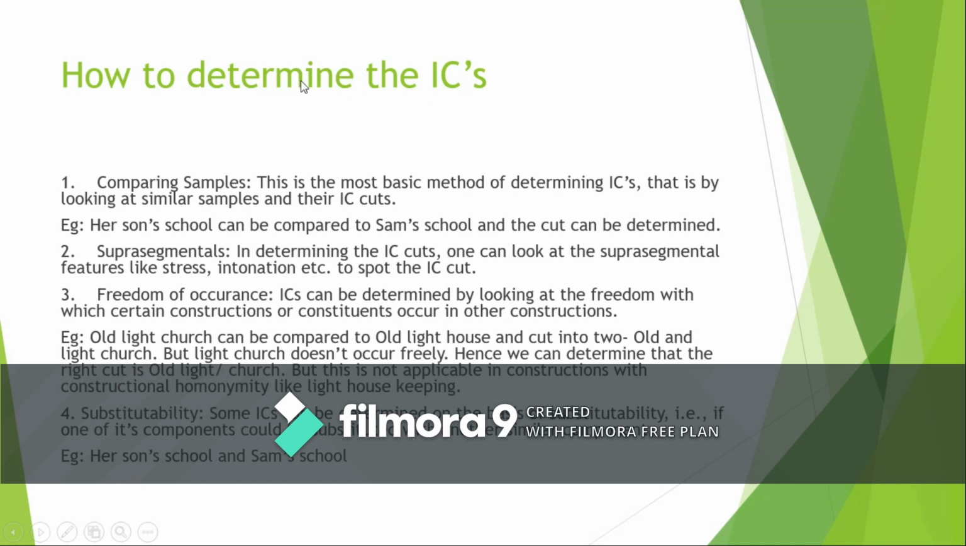Now how do we determine ICs? We are given a construction. How do we know where to cut ICs, where to divide a construction? There are mainly four methods. First is comparing samples. This is the most basic method of determining ICs. We can look at similar samples and how these samples have their IC cuts.